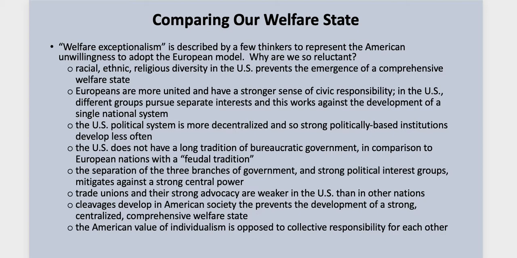It's available online, but in any event, she spends the last two or three chapters of that book looking at European systems as well, and asks that same question. Why is it that we can't do what those nations seem to do well? Now, there are a number of different suggestions here in the Carter text. First of all, that the diversity that we have in our nation, racially, ethnically, religiously, and so on, prevents the emergence of a comprehensive welfare state.